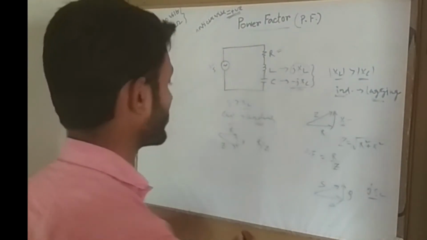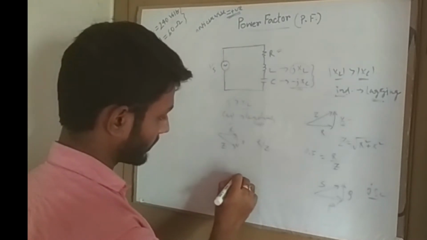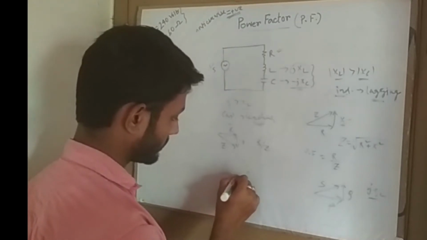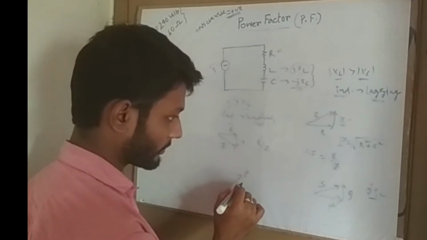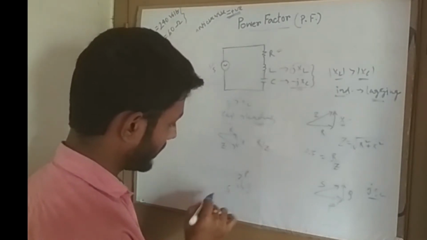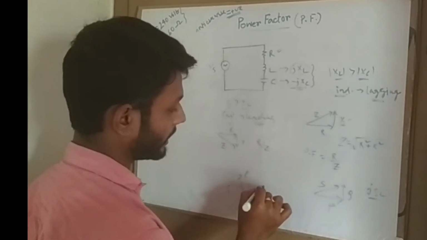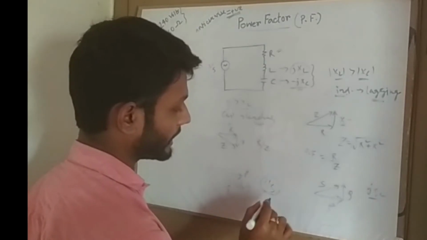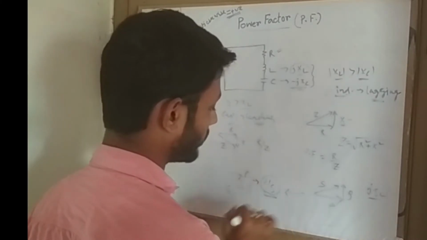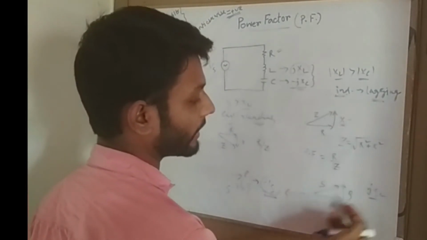And in case of a capacitive circuit, this power triangle will be like this. If this is P, it will be Q, and the overall it will be S. And from this power triangle, we will find out P by S, so we will get the power factor value. Here also the same formula. The formula is same, but the way to represent the triangle is different.